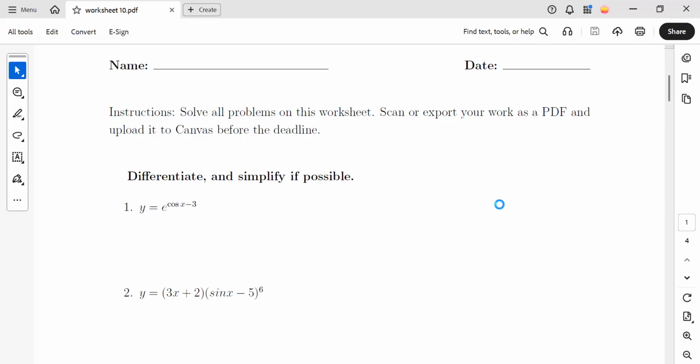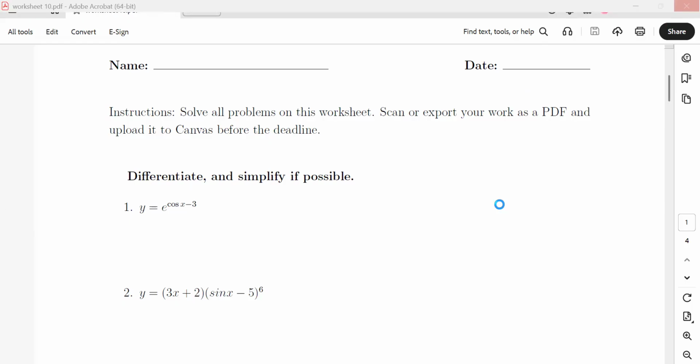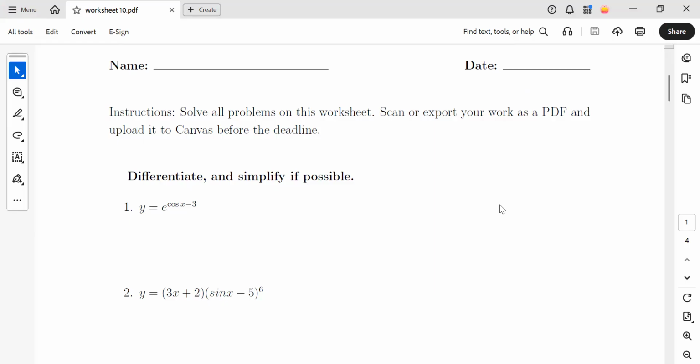Hello everyone, this video is about the solution of worksheet number 10. As the first question, it says differentiate and simplify if possible.